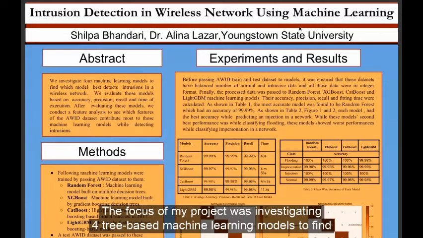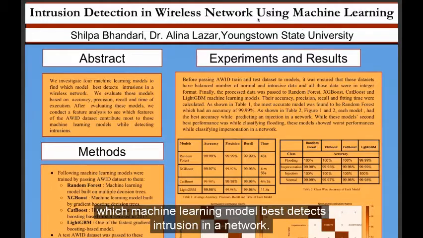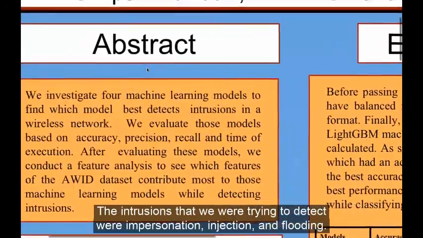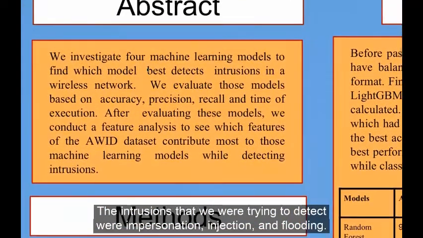The focus of my project was investigating 4 tree-based machine learning models to find which machine learning model best detects intrusion in a network. The intrusions that we were trying to detect were impersonation, injection, and flooding.